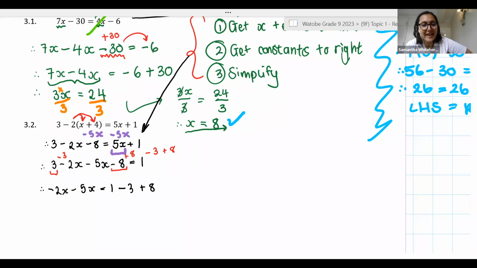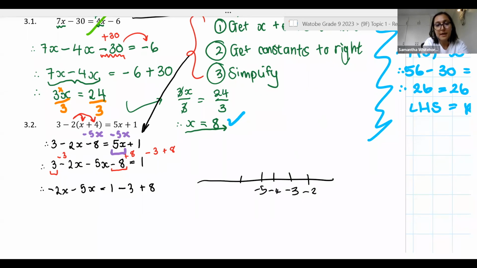We're getting there. On the left, we've got a negative 2x minus 5x. So again, if you're struggling with this concept a little bit, imagine your number line. This is my very beautiful number line. Very beautiful. Yeah, I'm a real artist. Clearly English and art are my strong subjects.